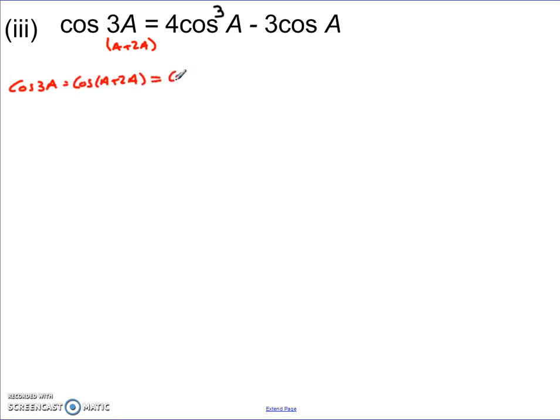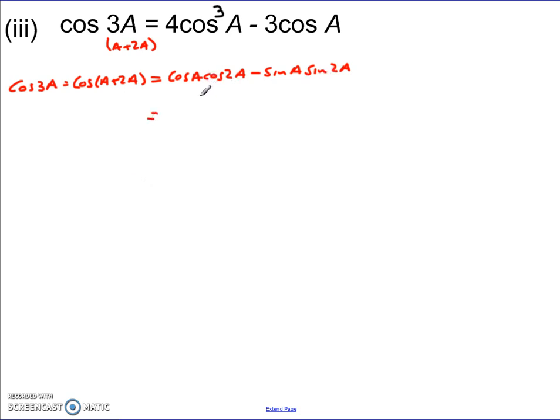And I'd end up with cos a cos 2a minus sine a sine 2a. Now, this is where the fun really begins, because now I'm looking at how do I go from this to something in terms of cos and a cubed. Well, cos 2a and sine 2a are double angle formulae. We want to use them and manipulate them.